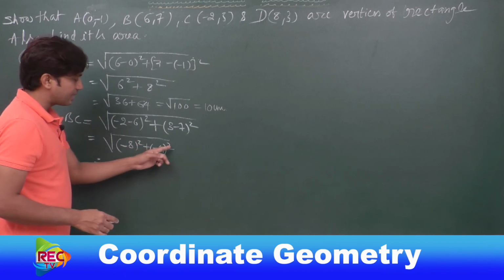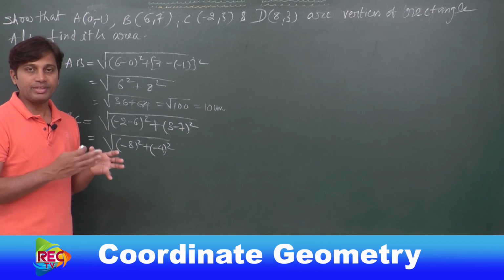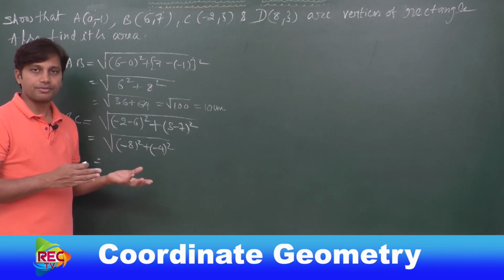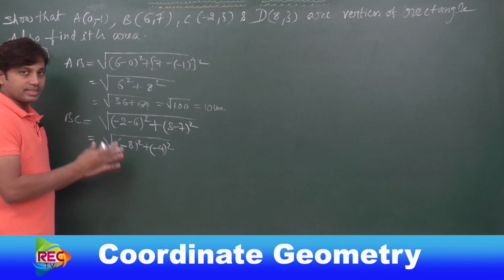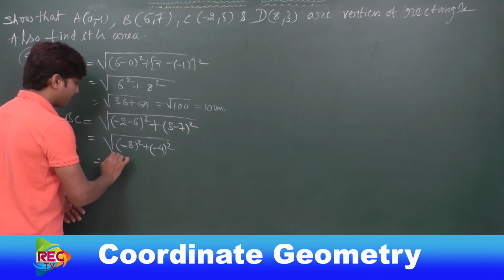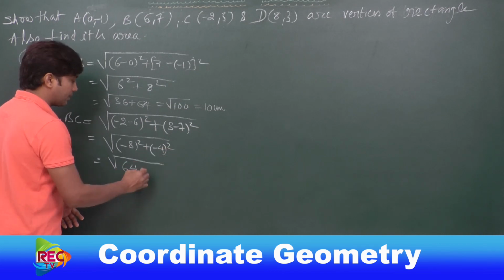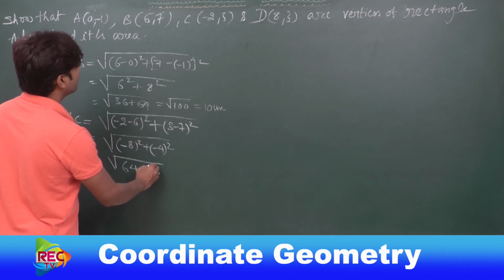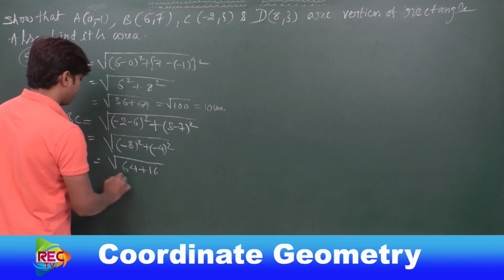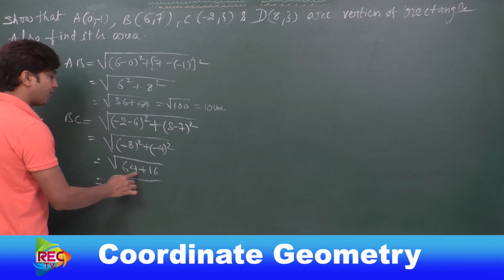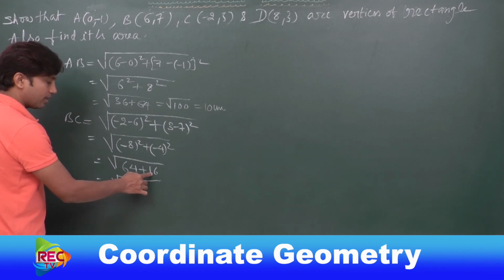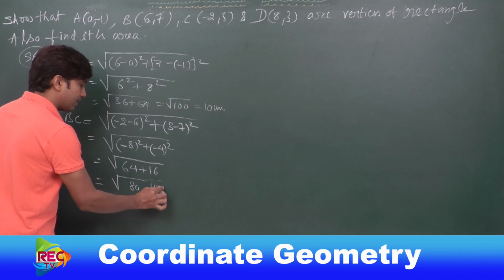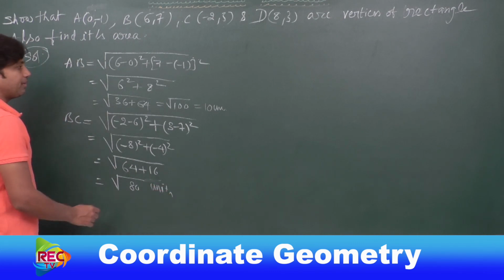Since the power is square, an even number, when an even power is on any negative base, the result will be positive. So either (-8) square or 8 square is the same, that is 64. And (-4) square is 4 square, that is 16. Now 64 plus 16 is 80. So root 80 units is the distance between B and C.